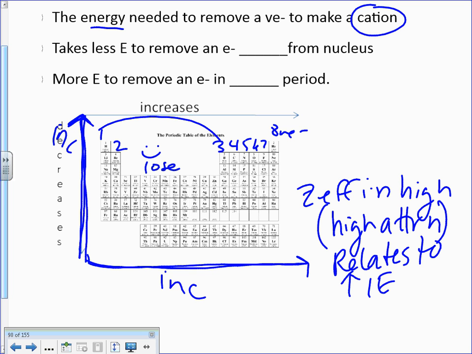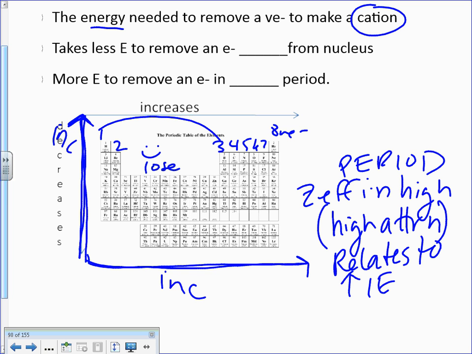Over here on the left side of the periodic table, there's fewer protons, there's less Zeff. They don't care about their electrons as much. It's really easy to get them. And so we talked about the period. This is a period trend. And then down the group, the ionization energy is lower. So the ionization energy is higher up here, lower down here.